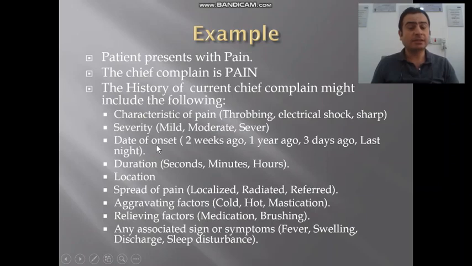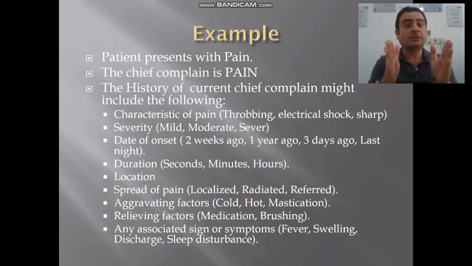A date of onset, when the pain starts. Is it 2 weeks ago, 1 year ago, 3 days ago, last night? Whatsoever, when the pain starts, you need to make a record about it. The duration, on the other hand, is how long the pain episode lasts. Does it last for seconds? It can last for minutes or even hours. Whatsoever, you make note about it.